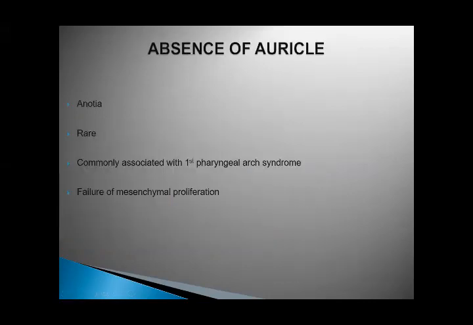Auricle develop ही नहीं हुआ because auricular hillocks नहीं develop हुए. This is an anomaly associated with first pharyngeal arch syndrome because mesenchyme proliferate नहीं करती, auricular hillocks नहीं बनते. That is why auricles fail to develop. इस condition is called anotia. Otia is something to do with the ear, so this is anotia. Okay, this is something very rare.